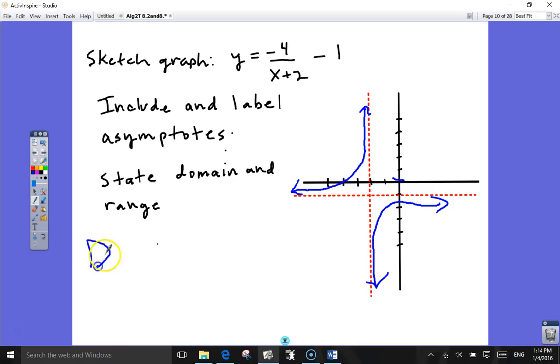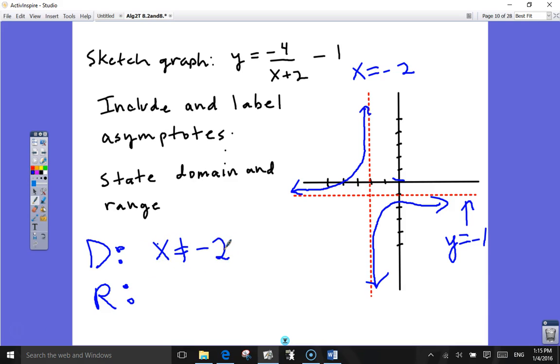What is the domain? Remember, if this is the vertical asymptote, x equals -2. This is the horizontal asymptote, y equals -1. What is the domain? What's the one x value that cannot be in the domain? -2. So you have to say x does not equal -2. And what is the one y value that will not be in this one? y does not equal -1. Like that. So you don't have to plot points. Just sketch an approximate shape.